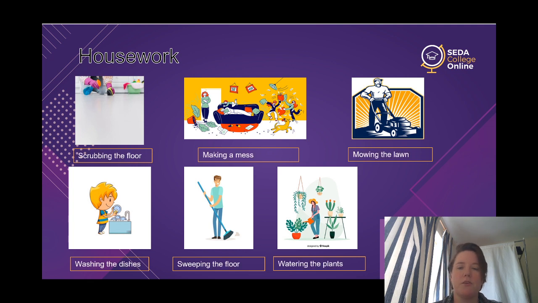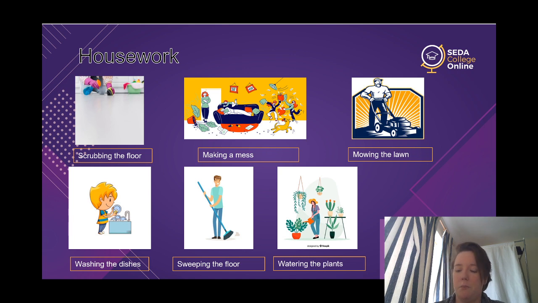So, first one, scrubbing the floor. Next one, making a mess, mowing the lawn, washing the dishes, sweeping the floor, and watering the plants. So these are all the chores. How did you get on? Did anybody get 6 out of 6? Make a comment if you got 6 out of 6. I want to know. Or how did you get on?